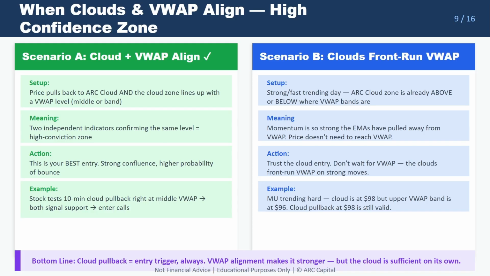Action: trust the cloud entries. Don't wait for clouds to front VWAP on strong moves. Example: MU is trading hard. Cloud pulls back at 98. I don't know why it says 98. We're not at 98, but the upper band is at 96. Cloud pullbacks are still valid. Bottom line, cloud pullbacks equals entry trigger always. VWAP alignment makes it stronger, but the cloud is sufficient on its own.